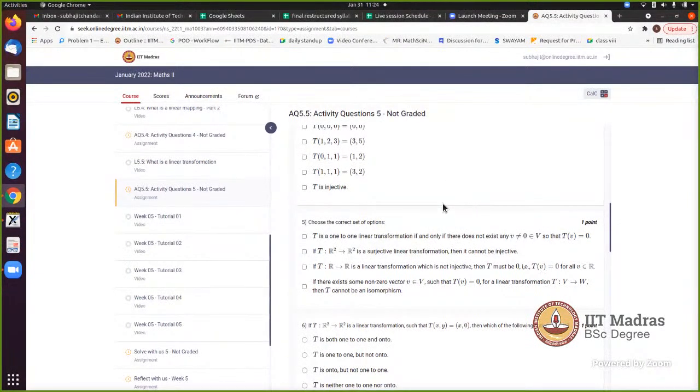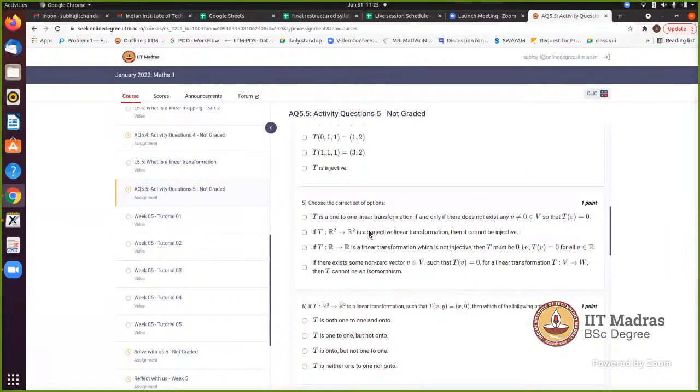So this is the statement which I have just now proved: T is a one-to-one linear transformation if and only if there does not exist V not equal to 0 such that T(V) equals 0. This statement I have just now proved. Correct? Yes, sir.